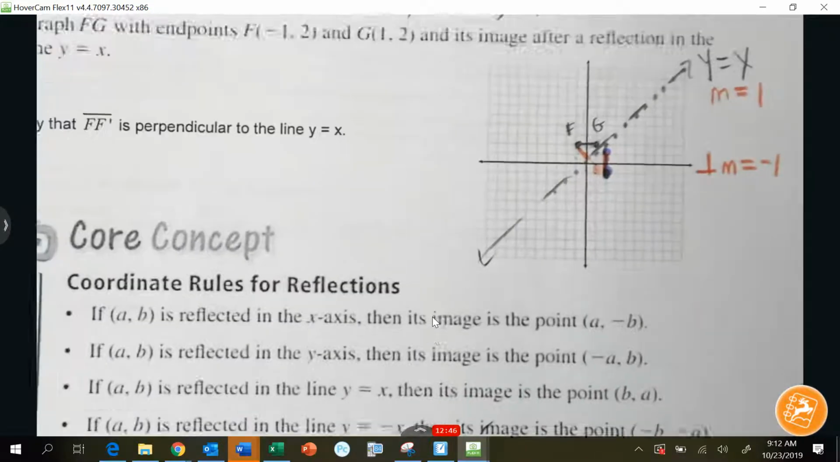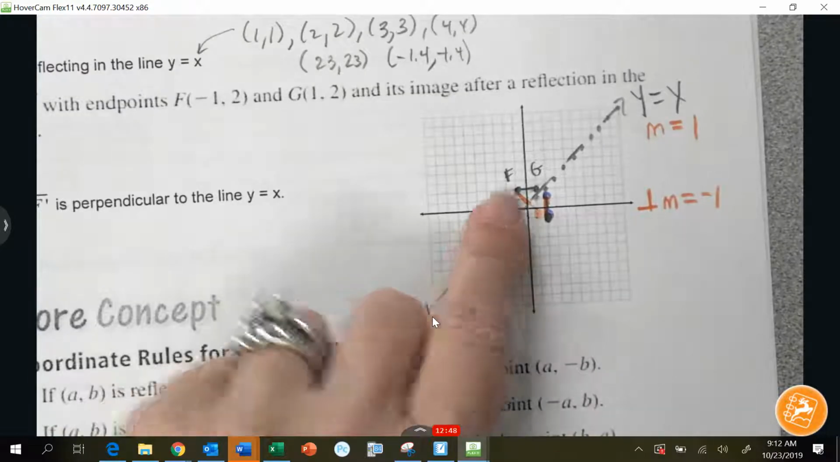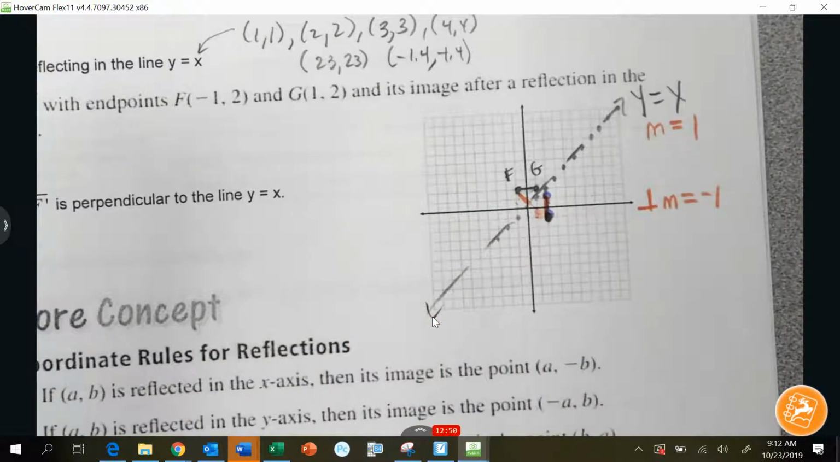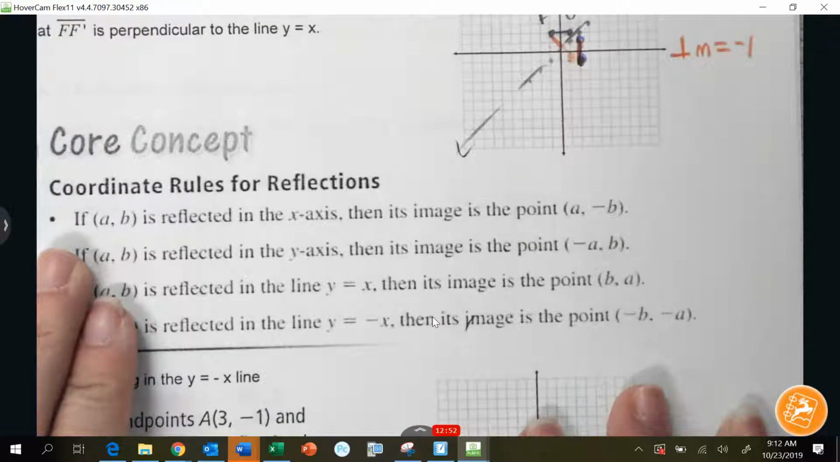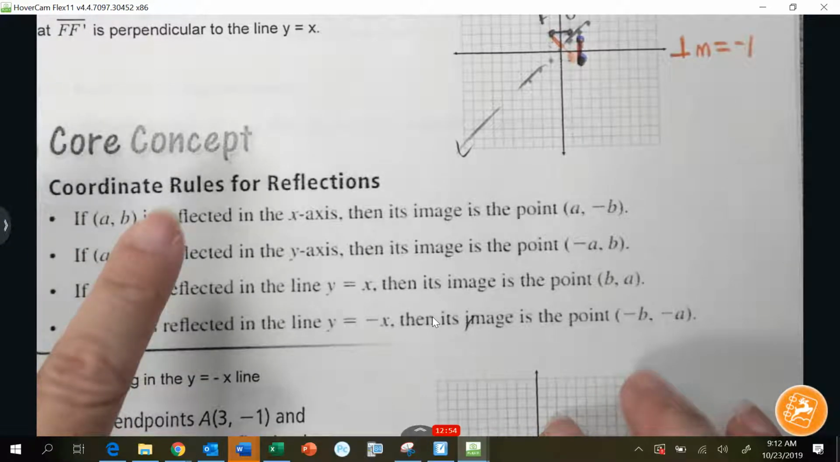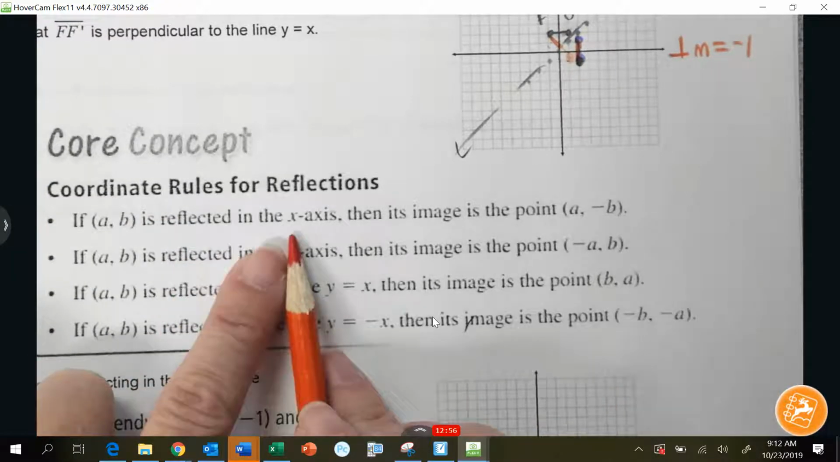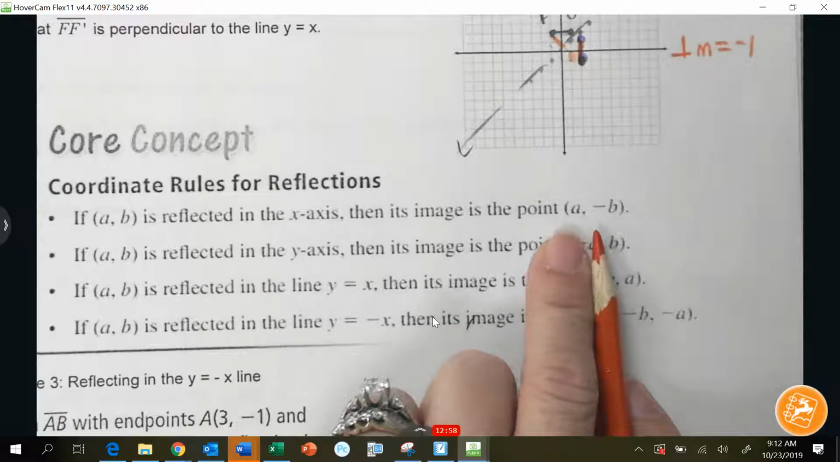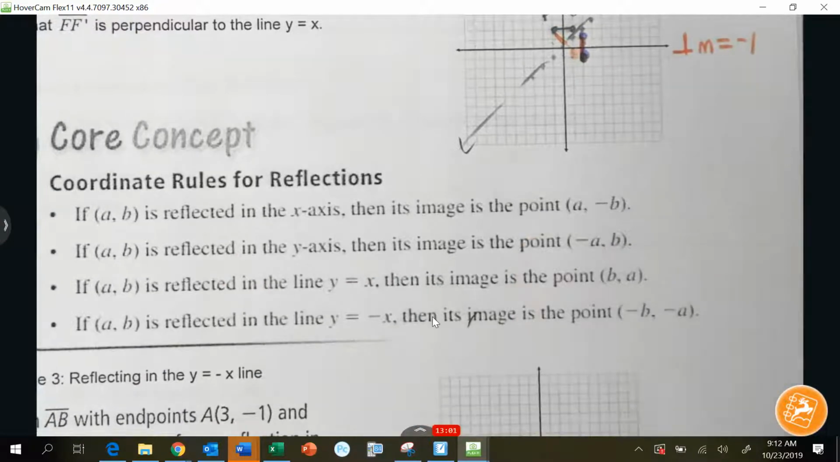Okay? Here are coordinate rules, so you don't actually have to just use your slope. There are actual coordinate rules for reflections in specific places. If it is a reflection in the x-axis, then the image would be (a, negative b). I want to show you this with your hand.